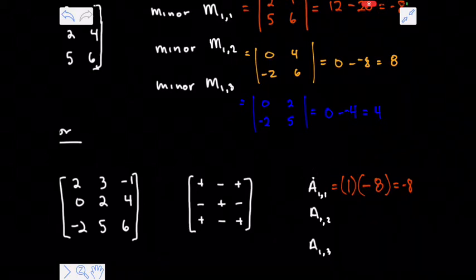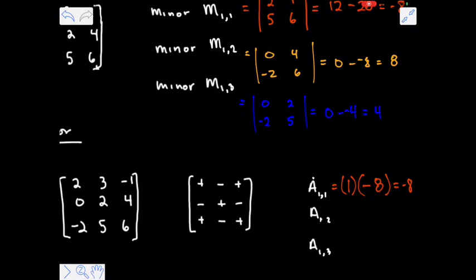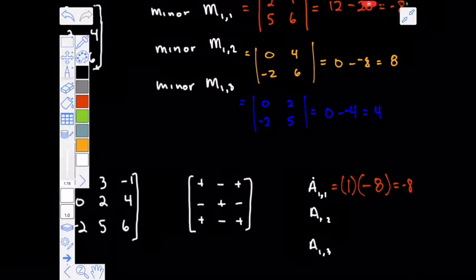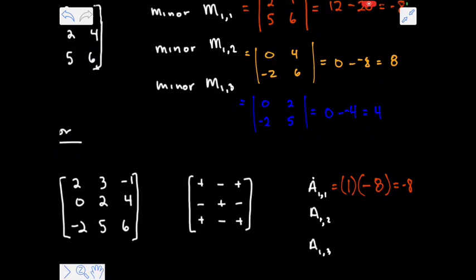So the second one here, this cofactor 1 comma 2, we found that cofactor already, we found the minor already, 1 comma 2. So the minor was 8.